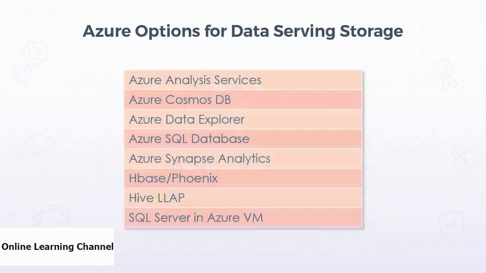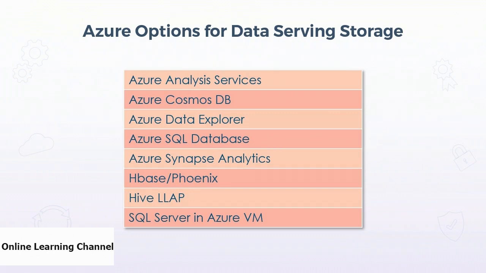Here are some analytical data storage options offered by Microsoft Azure. Azure Analysis Services is a tabular analysis storage largely compatible with SQL Server Analysis Services. Azure Cosmos DB is a globally scalable NoSQL store that offers guaranteed throughput. Azure Data Explorer has its own unique query language to allow real-time analytics on data such as time series data. Azure SQL Database acts as a scalable SQL database in the cloud.